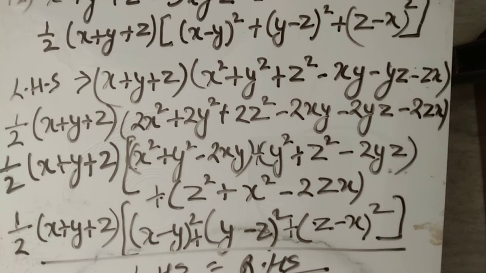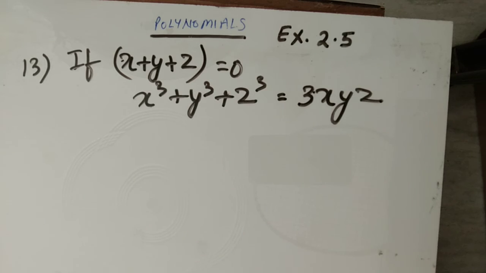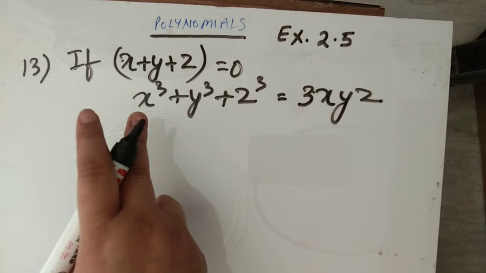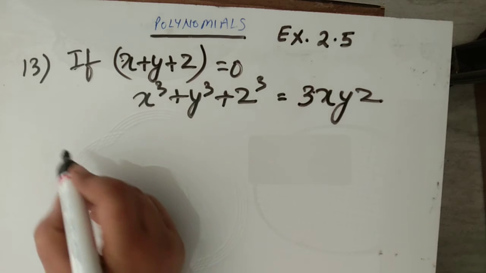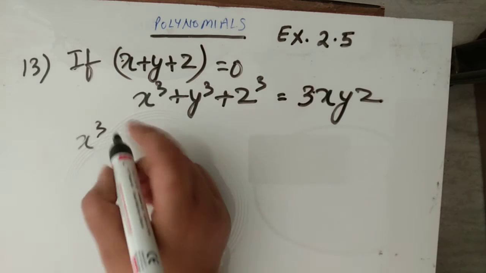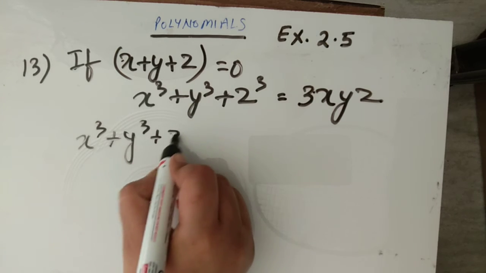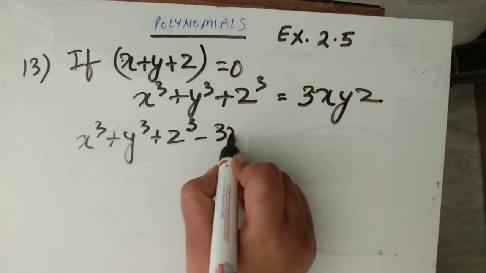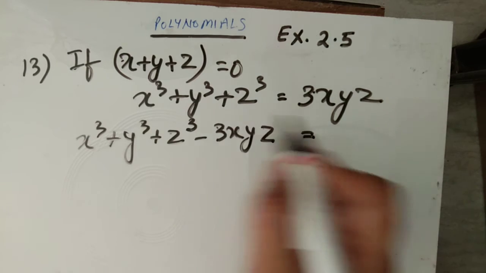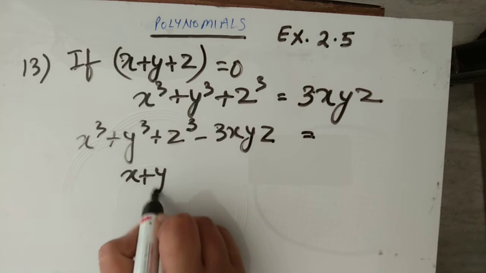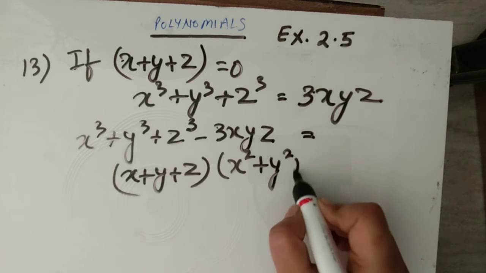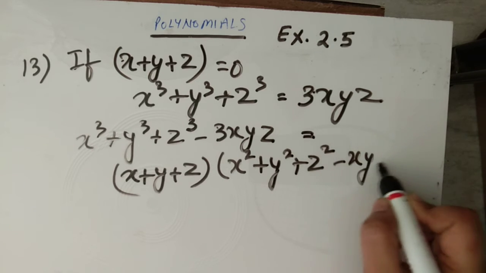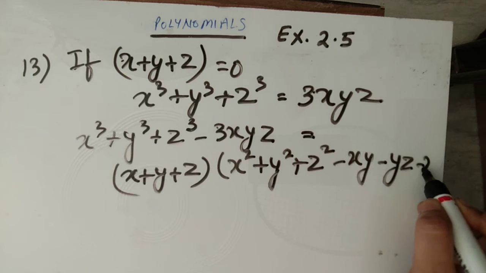Now we will discuss question number 13. So just see question number 13. You have to prove that if it is equals to that one, you have to prove x cube, y cube, z cube, it is equals to 3xyz. So identity we know it very well. What we know? That x cube plus y cube plus z cube minus 3xyz, it is equals to, right now we have discussed, x plus y plus z and x square plus y square plus z square minus xy minus yz minus zx.